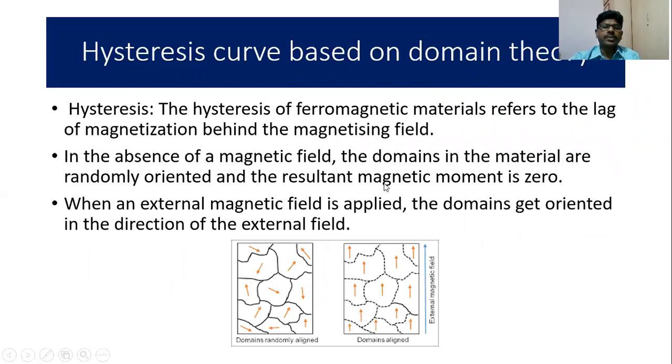Now, hysteresis. The hysteresis of ferromagnetic materials refers to the lag of magnetization behind the magnetizing field. Both are not in phase. In the absence of a magnetic field, the domains in the material are randomly oriented and the resultant magnetic moment is zero. When an external magnetic field is applied, the domains get oriented in the direction of the external field. So you can say the domains are all oriented in the direction of the external field over here.